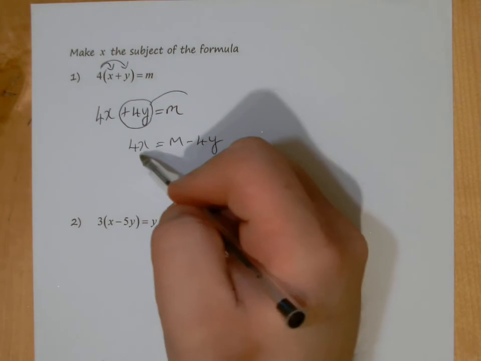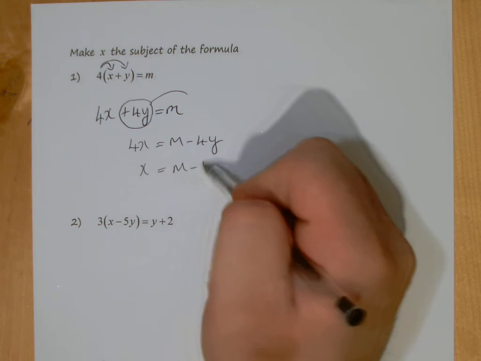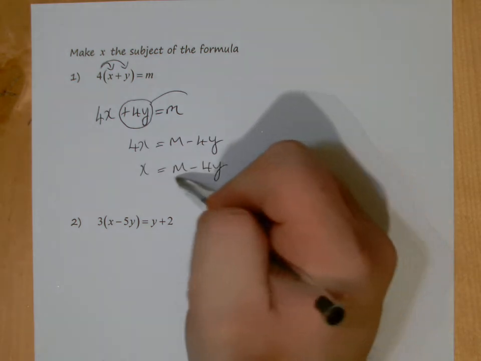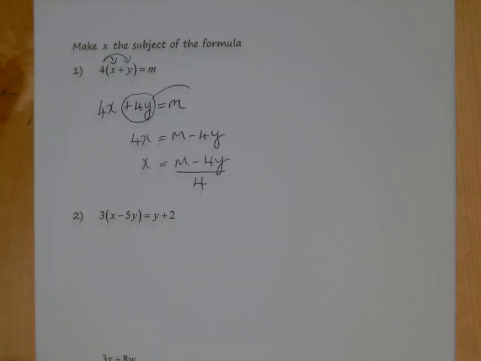And then to get x, of course, we've seen this loads of times now, because it's 4 times x, x will be m minus 4y, divide the whole thing by that 4 there. Okay, and we've got x as the subject of the formula.